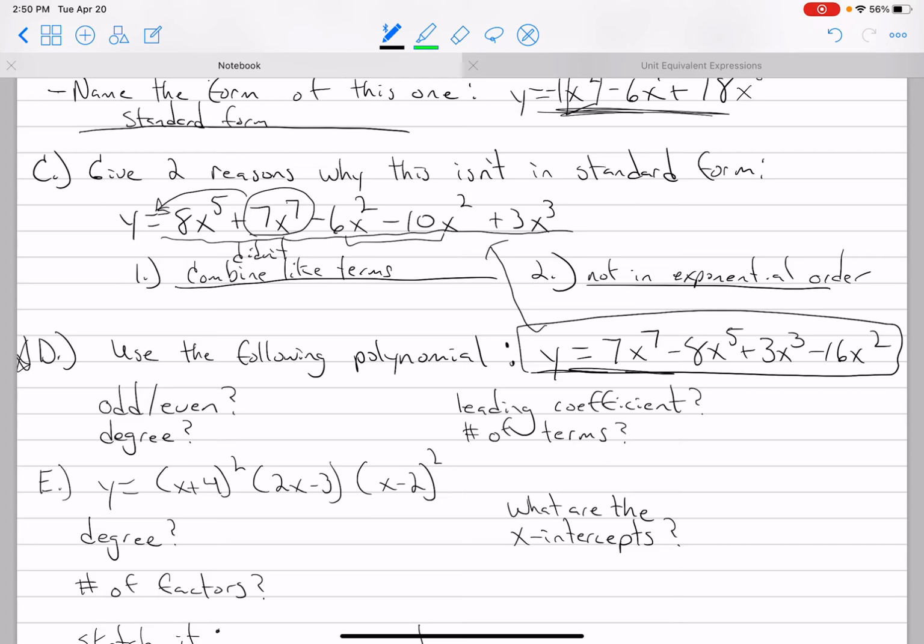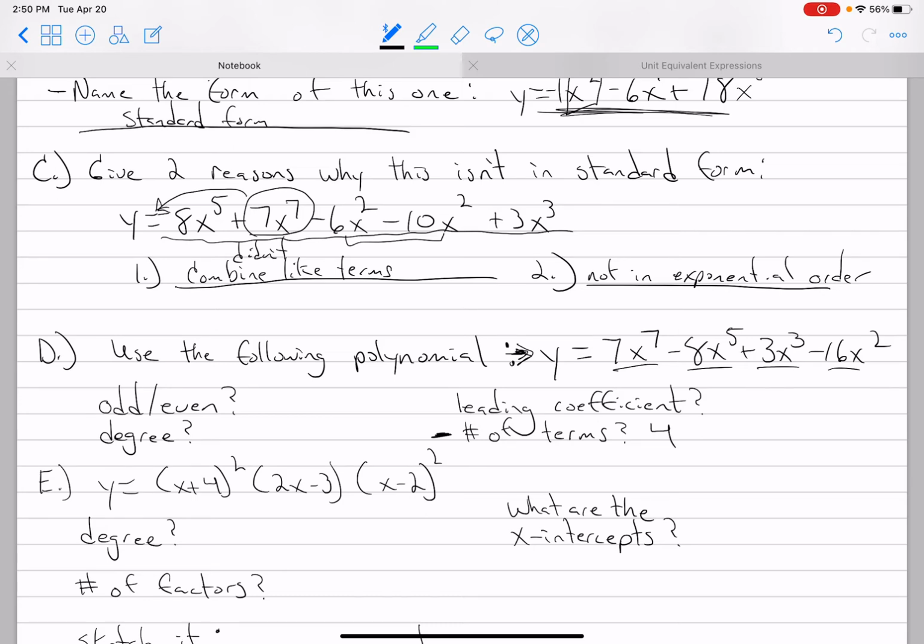All right, part D. Using this polynomial right here, is it odd or even? What's the degree? What's the leading coefficient? And how many terms does it have? All right, so you paused it. You filled that out because you know how to do this stuff. And then you're like, okay, well, how many terms does it have? It has 1, 2, 3, 4 terms.